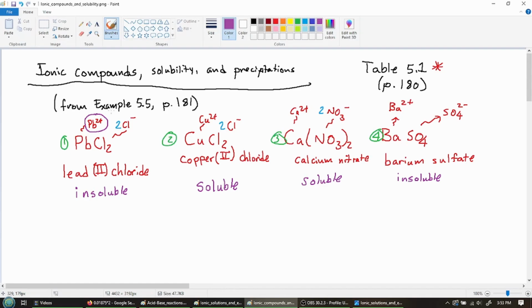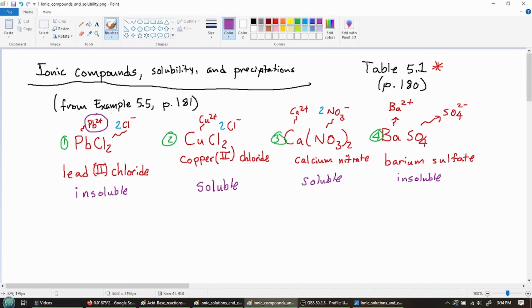Okay, the iodide now. We've already covered what the iodide could do with the potassium, so let's skip that. What if the iodide interacted with lead 2? Well, that would form PbI2. That would be lead 2 iodide. Let's look at our table again. It looks to me like iodide is usually soluble, but if it pairs up with lead 2, it's going to be insoluble, and that's what we have here.